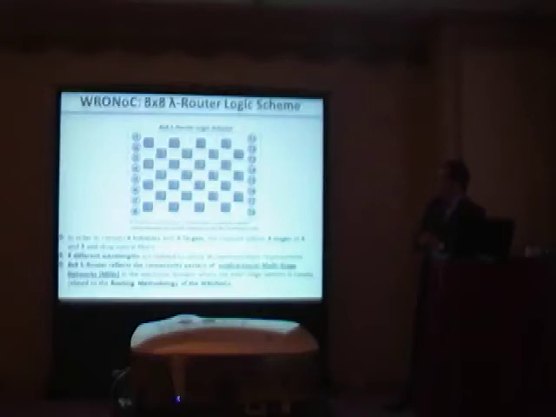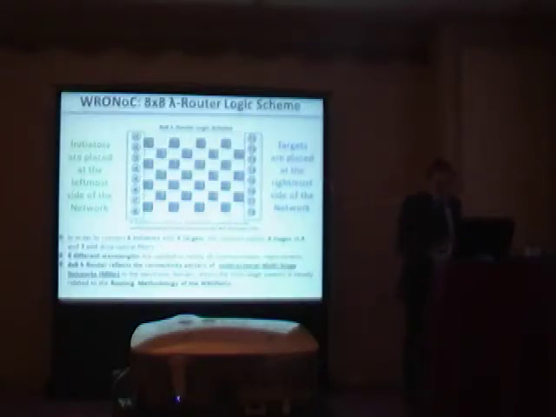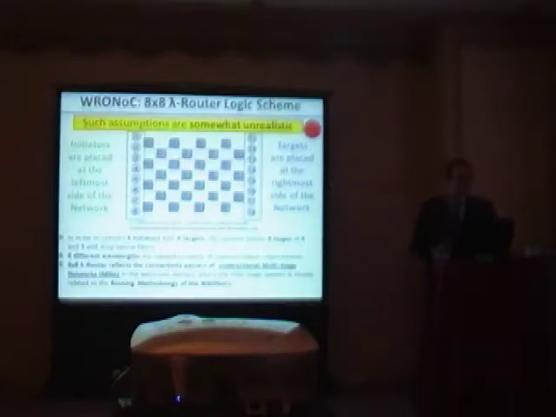Notice also that this kind of network reflects the typical network used in the electronic domain, the multi-stage network. But here, the interstage pattern is strictly related to the routing methodology characteristic of wavelength-routed optical NoCs. Unfortunately, notice that all initiators and targets are placed respectively at the leftmost and rightmost side of the network. This is certainly an assumption somewhat realistic.